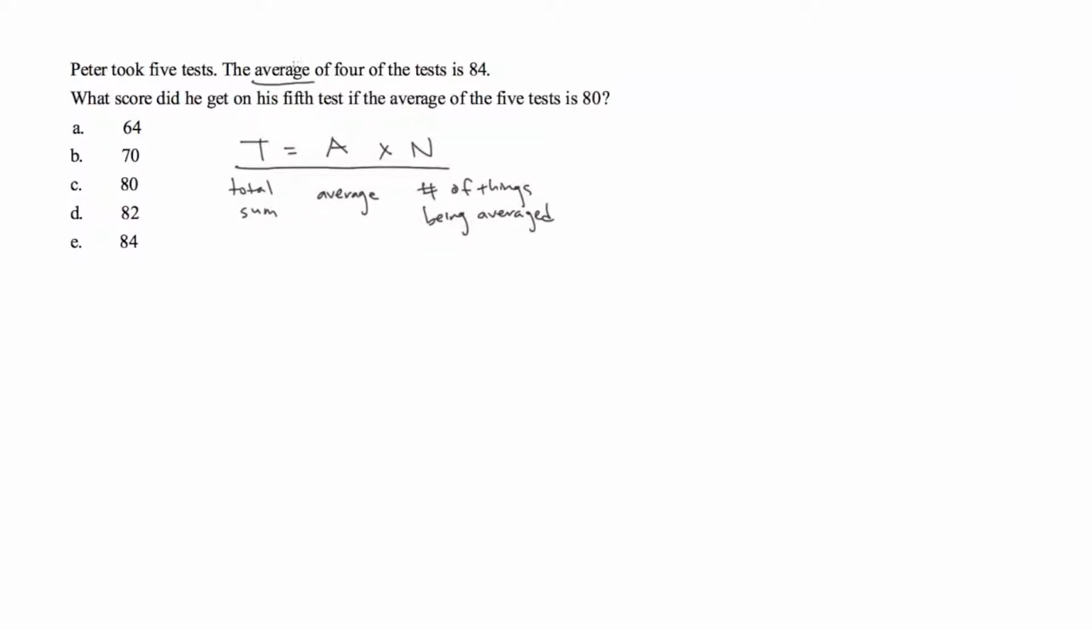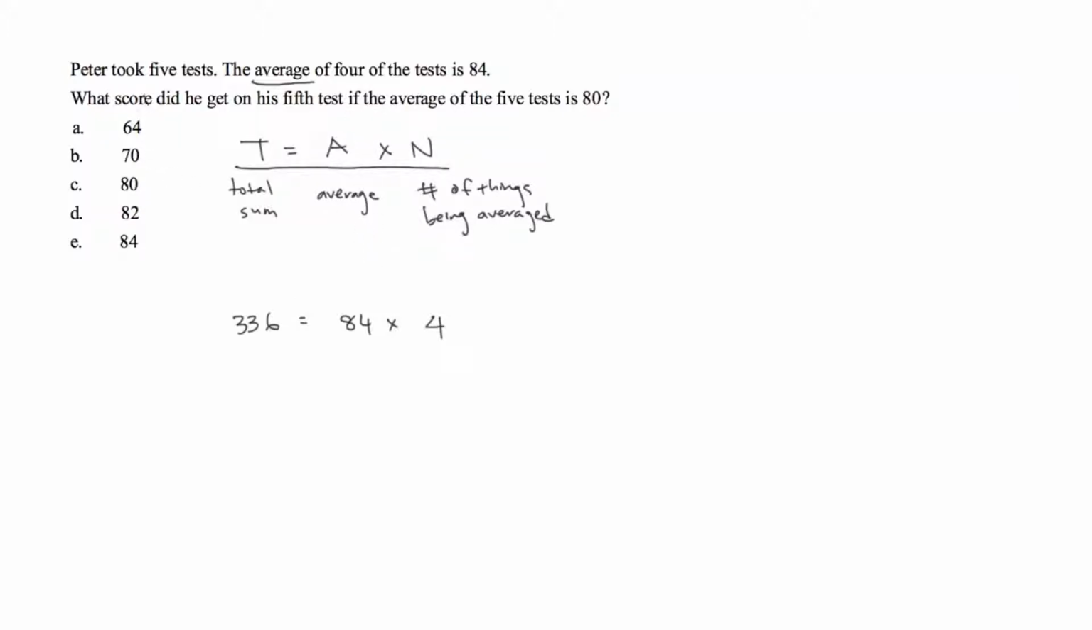If we take a look at what's given, the average of 4 tests is 84. So in this case, N would be 4. The average of those 4 tests would be 84. And if we multiplied these, this T value would give us the total number of points Peter accumulated over all 4 of those tests. So 84 times 4 would be 336. So again, 336 represents the total number of points he got after taking 4 of the first exams.